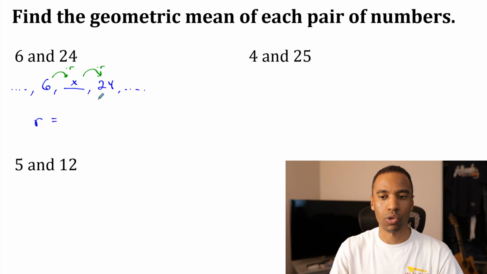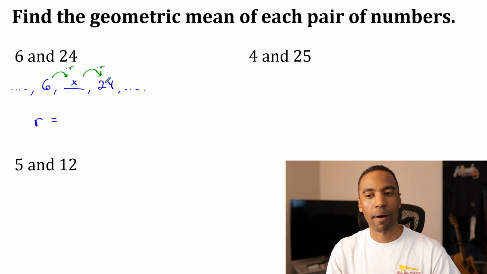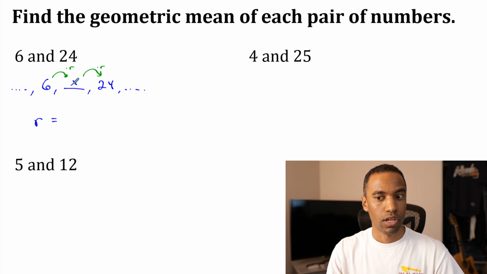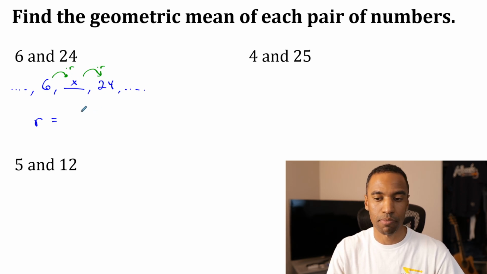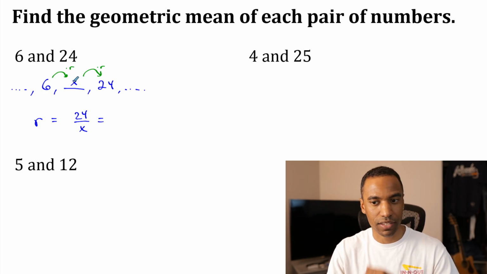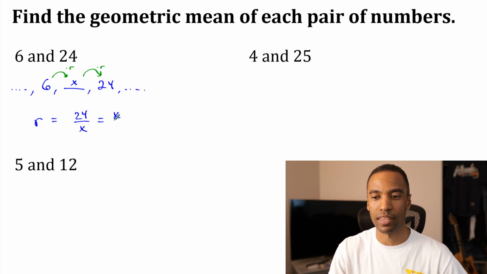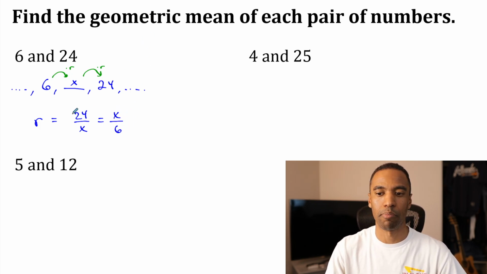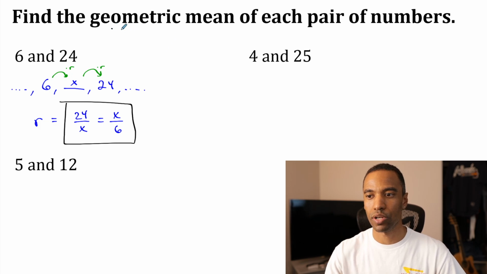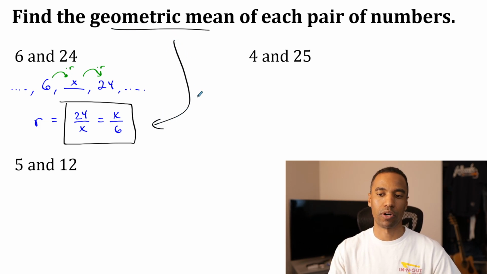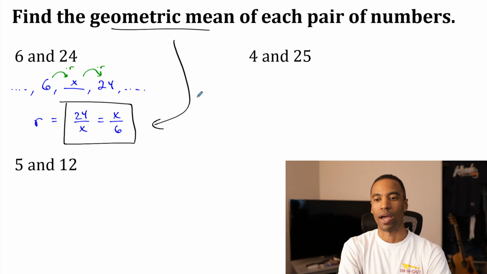R can also be achieved and rewritten by doing, for example, 24 divided by x. If x times something is 24, then 24 divided by x is that something. R is the same as 24 over x, but it's also the same thing, guys, as x over 6. This divided by 6 is also r. That's what I was showing you on that previous slide. And this is how we can write our proportions, that for a geometric mean, we can write our proportions in this format right here.